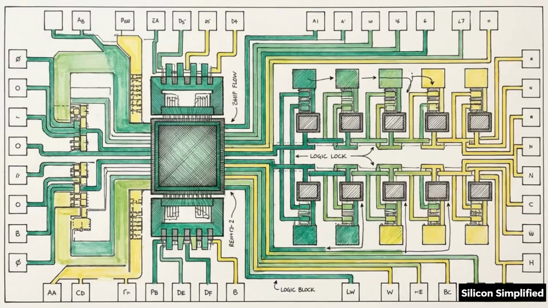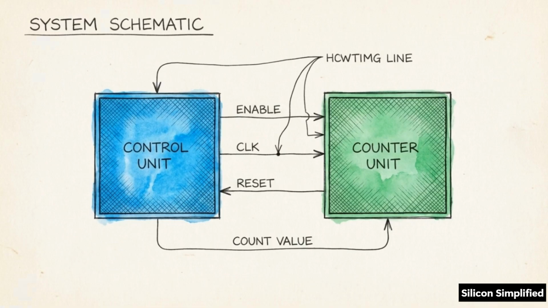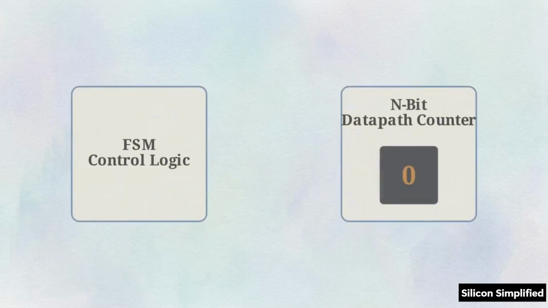We solve this using a counter-finite automaton, or CFA. This architecture offloads the burden of sequence tracking from the state machine entirely, handing it over to a dedicated mathematical block. This diagram illustrates the CFA layout. It separates the hardware design into 2 distinct hardware modules, the FSM control logic and an n-bit data path counter. The data path counter handles the physical math.